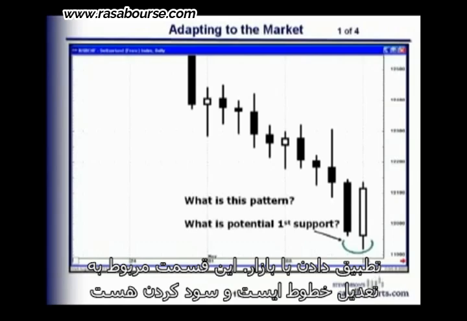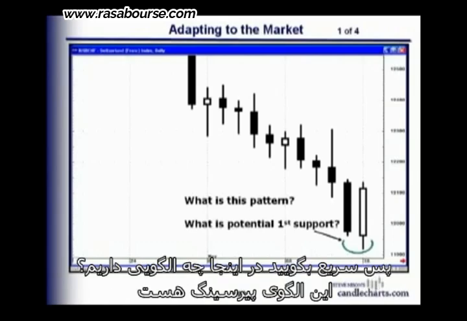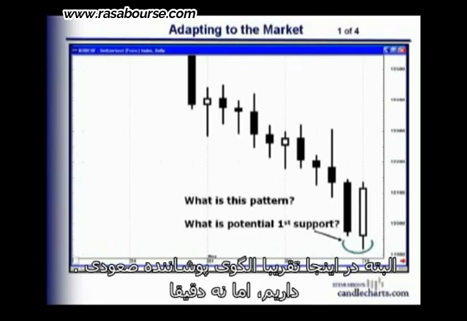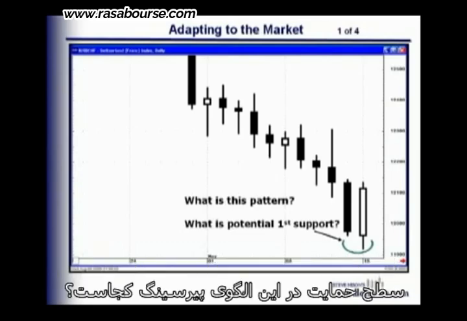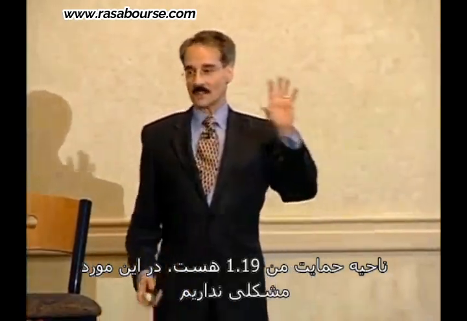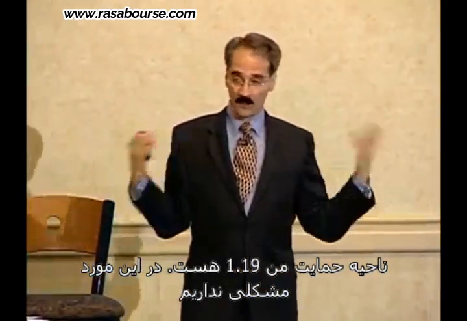So here, okay, what pattern is this? Quick. Okay, this is a piercing pattern. A bullish engulfing pattern would be if the white candle wraps around the black candle. Almost a bullish engulfing pattern, but not quite. Okay, what's first support on this? Where's the support level on the piercing pattern? And give me a number. Low. It looks like 119. Okay, 119. All right. So based on what's happening today, my support area would be 119.